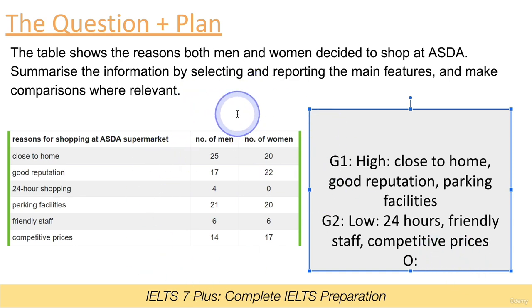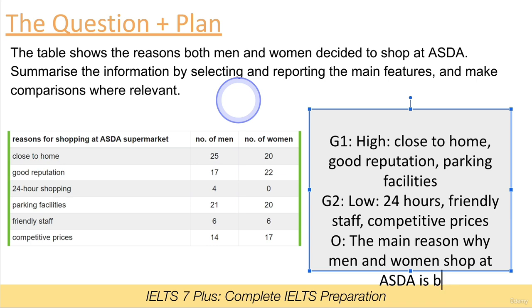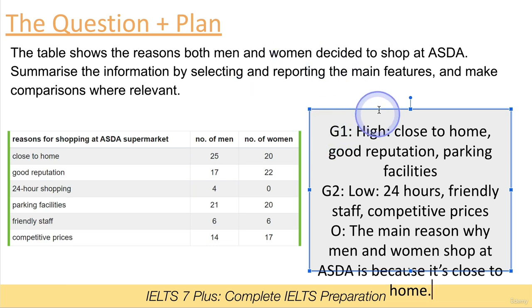Oh, my overview then. Well, I'd say the main reason why both men and women, now I know that women have higher numbers, but we are generalizing here. That's the point of an overview, so that's okay. The main reason why men and women shop at Asda is because it's close to home. Okay, there we go. So generalization for our overview there.